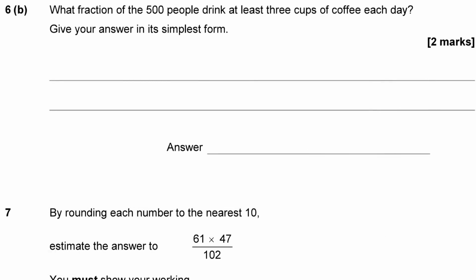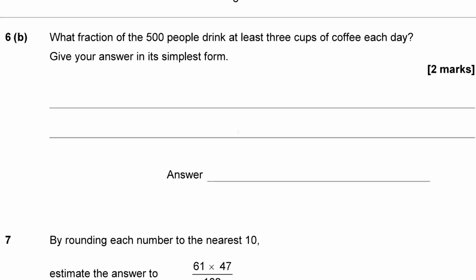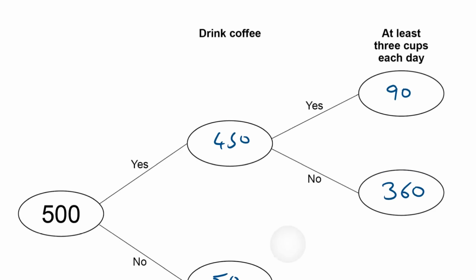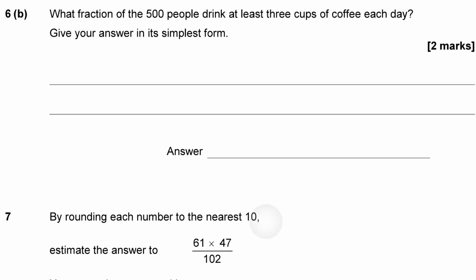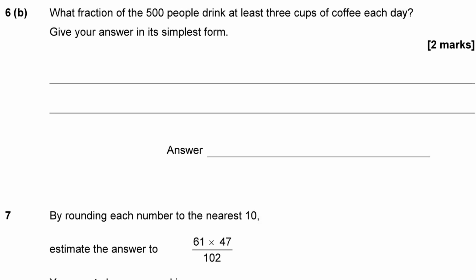Question 6b, what fraction of the 500 people drink at least 3 cups of coffee each day? Give your answer in its simplest form. So we worked out that there were 90 people who drink coffee 3 times a day. So that is 90 out of 500. I can see straight away I can divide that by 10. So that gives me 9 out of 50.